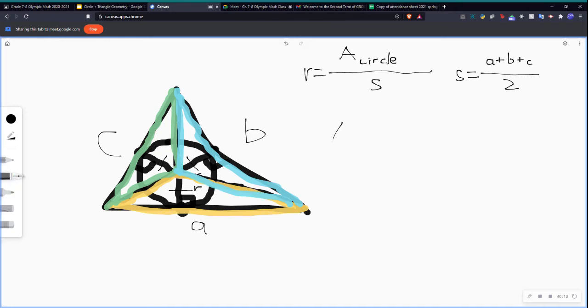Let's write it down right here. So the area of the triangle, this would be the area of the yellow triangle, so this is just A times R divided by 2. That's messy. And we're going to add the area of the blue triangle. And finally, the area of the green triangle. So these are very similar to each other. Base times height divided by 2.